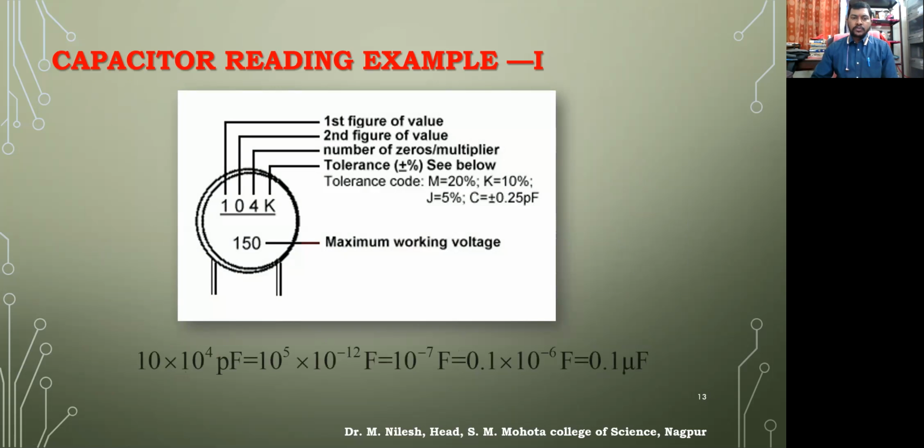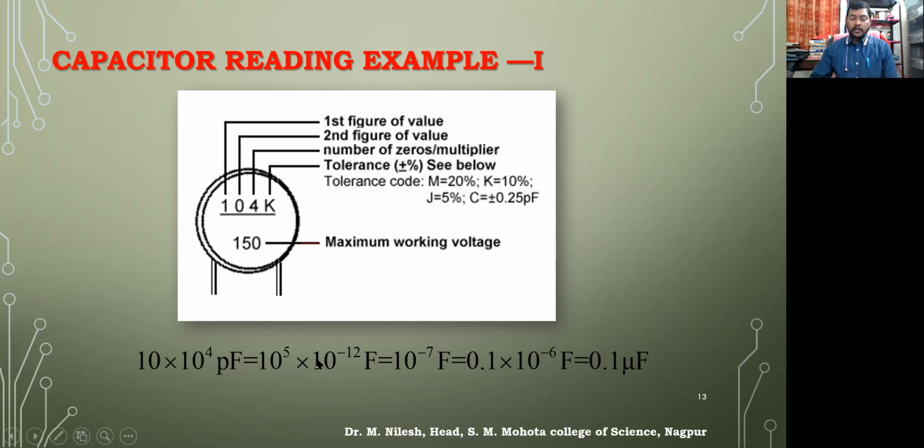I guess you have understood how we have calculated the first figure, second figure, that is 10, and this is the multiplier, 10 raised to power 4, and K stands for the tolerance, that is plus minus 10, and if it is M, then it is plus minus 20. The value is taken in picofarads for a mica capacitor. So we have 10 into 10 raised to power 4 picofarad. Pico means 10 raised to power minus 12.